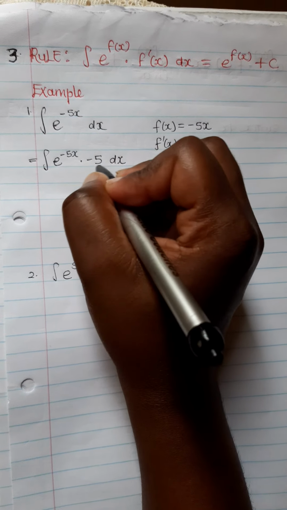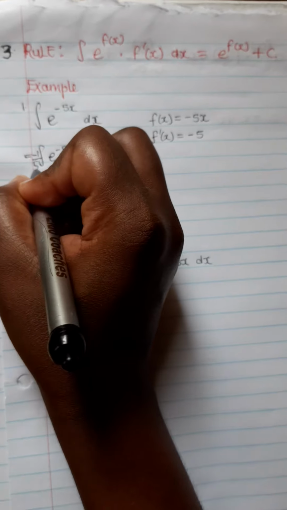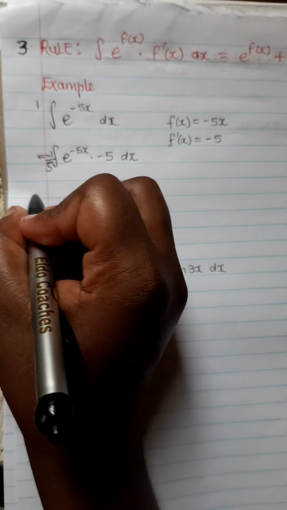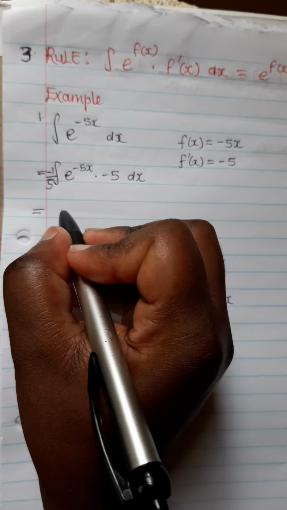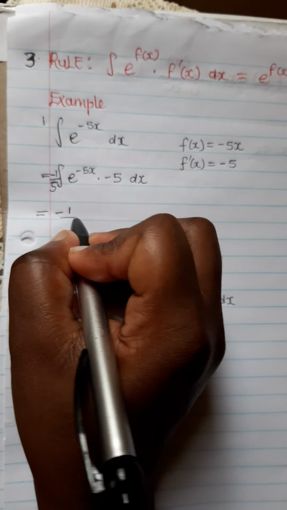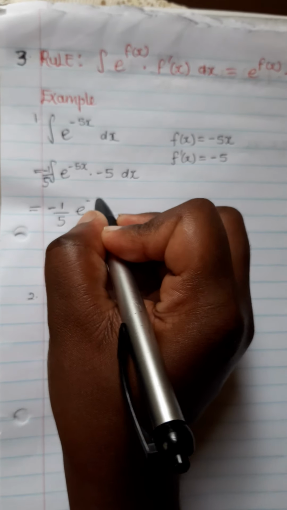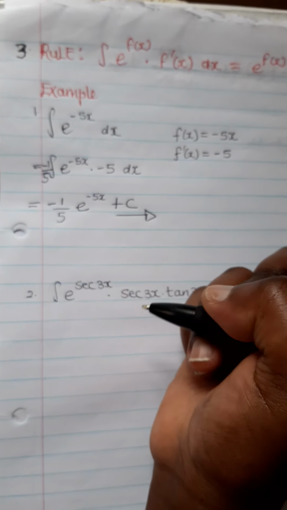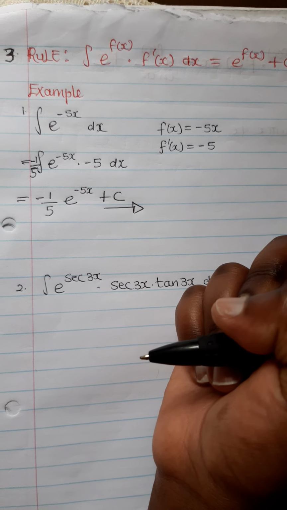Now how do I get rid of this? I have to multiply by negative 1 over 5. Right, then I can apply the rule. So finally, the solution to this will be negative 1 over 5 e to the power minus 5x plus c as the answer. Right.